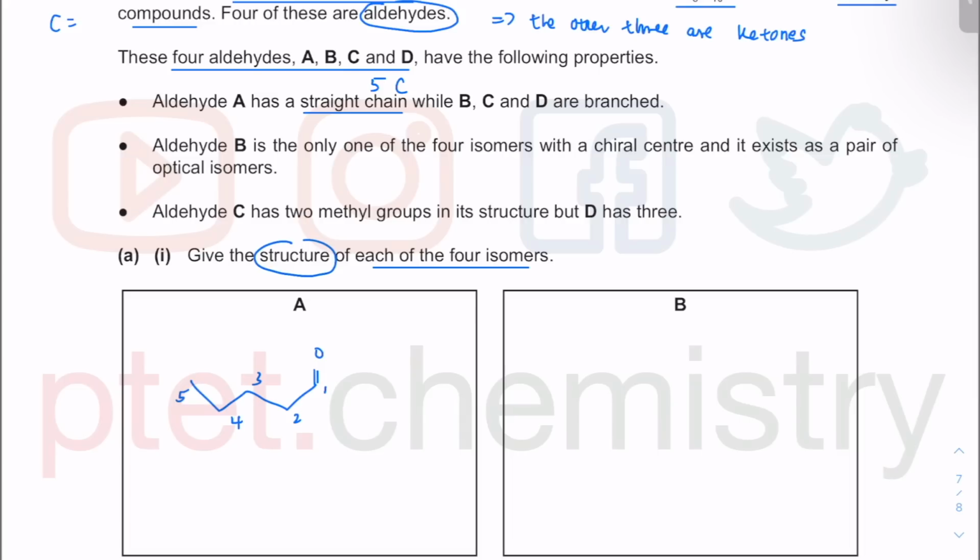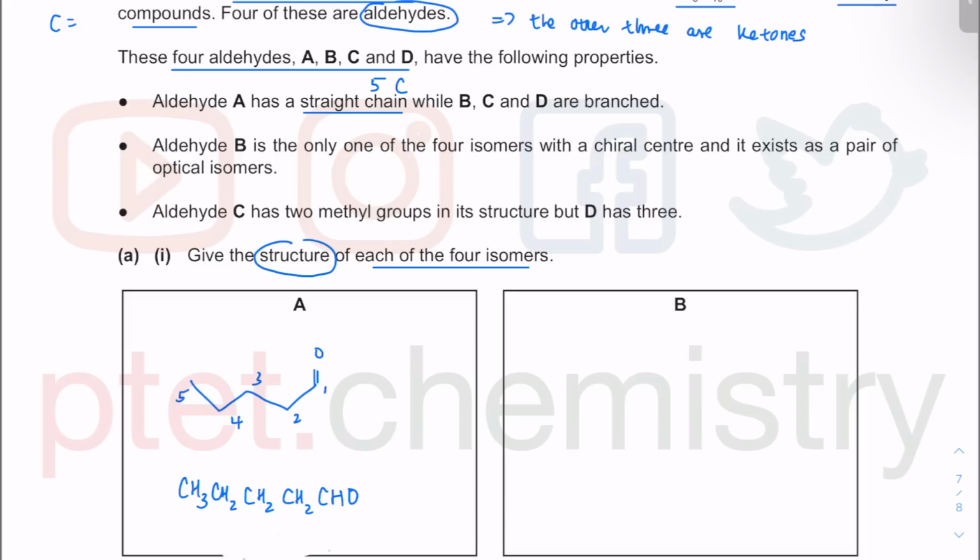And when you forget to count, you forget to check. We don't show the hydrogen bonded to the carbon in a skeletal formula. This is CH3, CH2, CH2, CH2, CHO. It's a 5 carbon aldehyde. This is what you call pentanal. Now, they are not looking for the name.